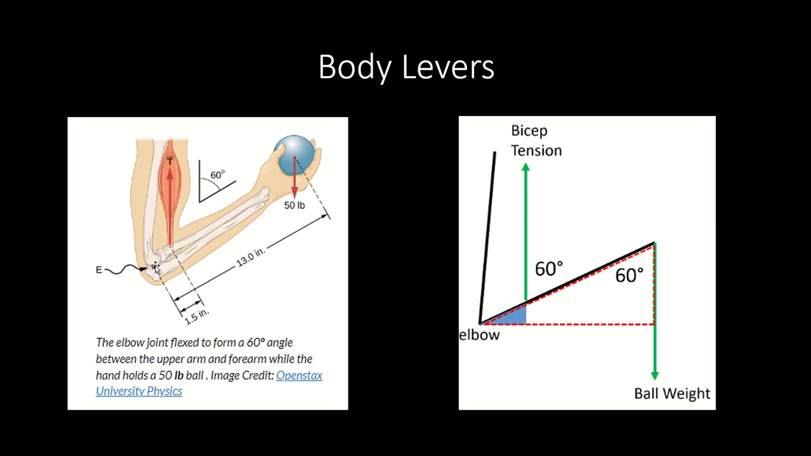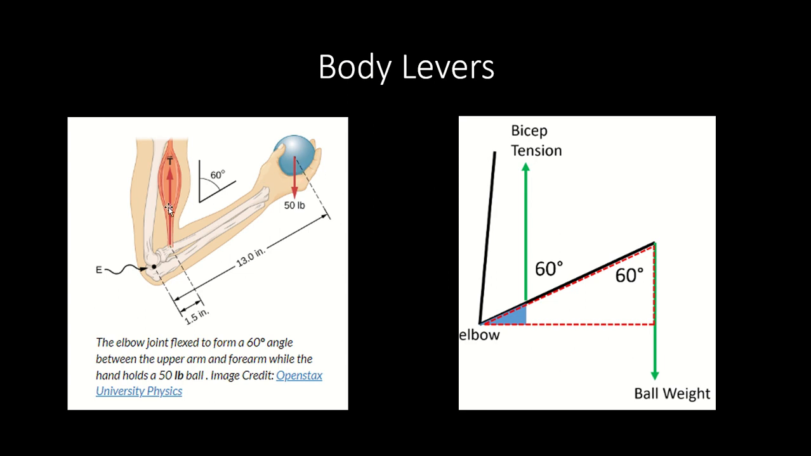1.5 inches away from our point of rotation is where our bicep is attached. The angle between our bicep and our distance vector along our arm, in this case, is 60 degrees. We can represent that in vector notation with this basic diagram right here, where we have the weight of our ball pointed straight down and the tension in our bicep pointed straight up. The tension from our bicep is 60 degrees.